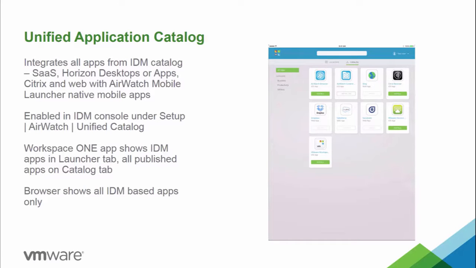So Identity Manager, I'm just going to call that IDM for short throughout this presentation. Now, the Workspace ONE app shows the IDM apps in the Launcher tab and all of the published apps in the Catalog tab within that Workspace ONE interface. When using the browser, though, it does show all the IDM-based apps only. So just wanted to point that out so that there's no misunderstanding as to why you may not be seeing some of those other apps if you're going through the browser.